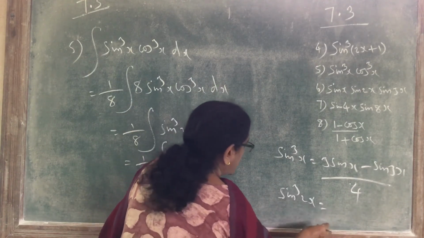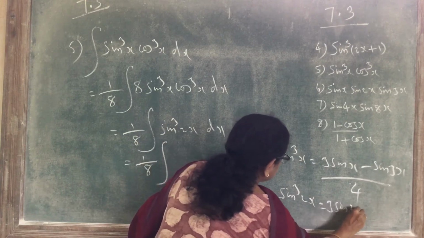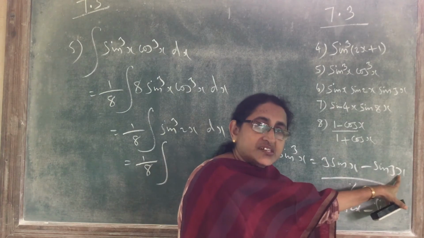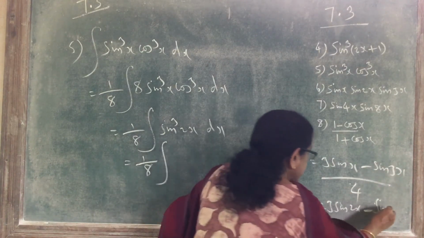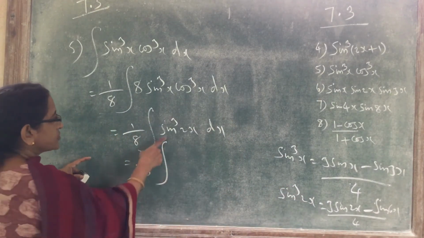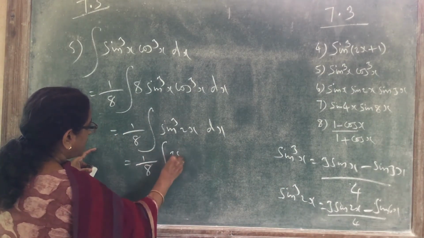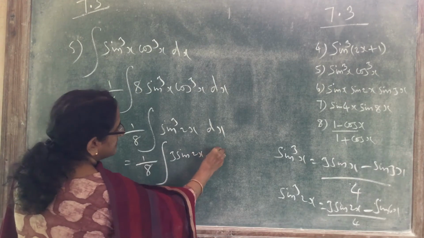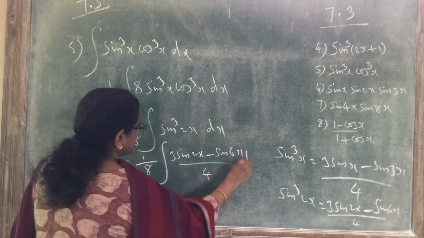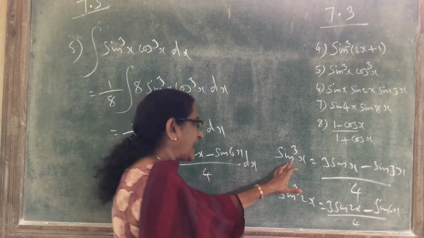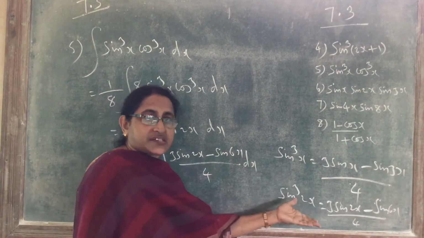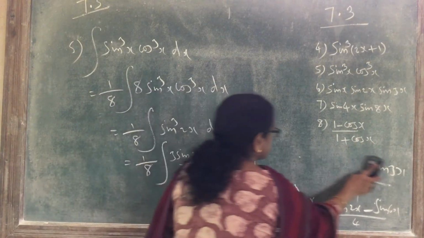Sin cube 2x is equal to 3 sin 2x minus sin 3 into 2x, that is sin 6x, whole divided by 4. So we can use this formula here. So sin cube 2x is 3 sin 2x minus sin 6x whole divided by 4 dx. Now we can find the integral. Using the sin cube x formula we find sin cube 2x and substitute here.